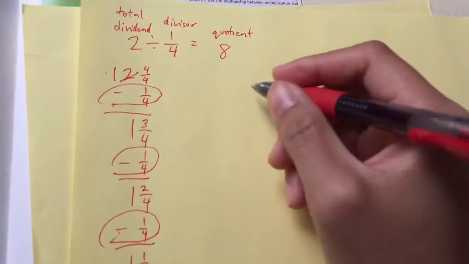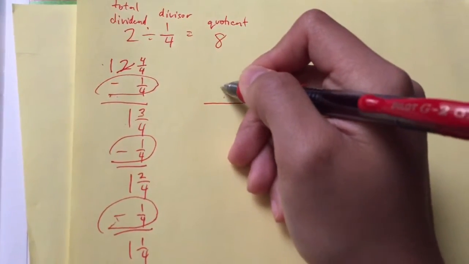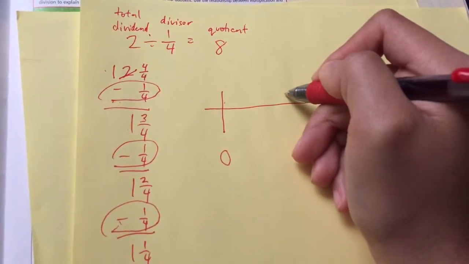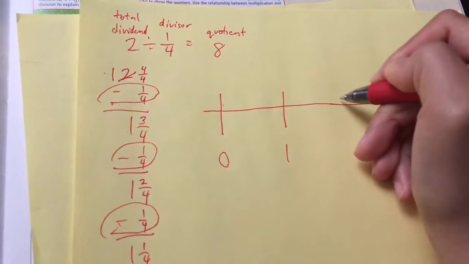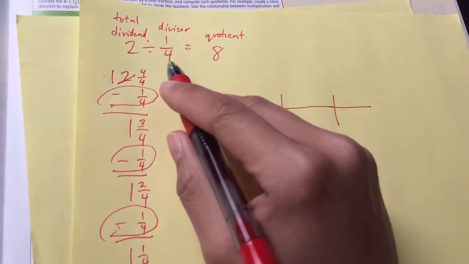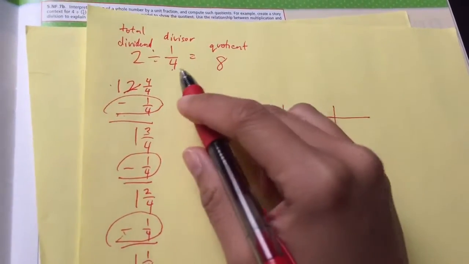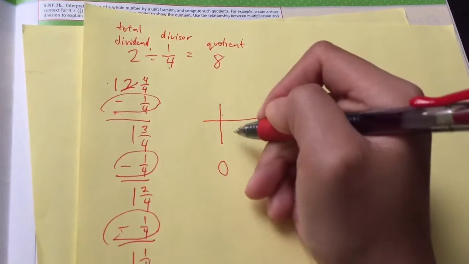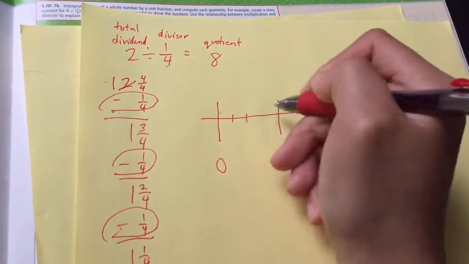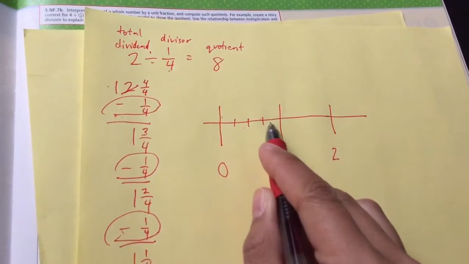Since they want us to use a number line, our whole numbers are going to be the longest lines. 0, 1, 2. Now keep in mind, if our divisor is 4, then each of these needs to be split into 4. To split it into 4, you only need 3 lines. 1, 2, 3. And you can see that gives you 1, 2, 3, 4 pieces.